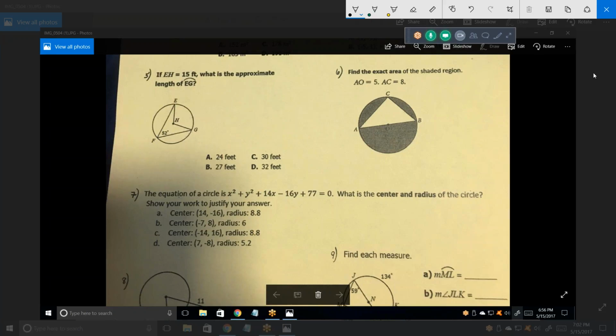Let's do number 4 above number 6. I'm sorry, what? Let's do the problem above number 6, number 4. Number 4 you want to do? Yeah.